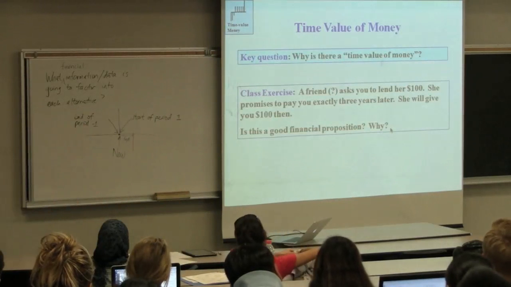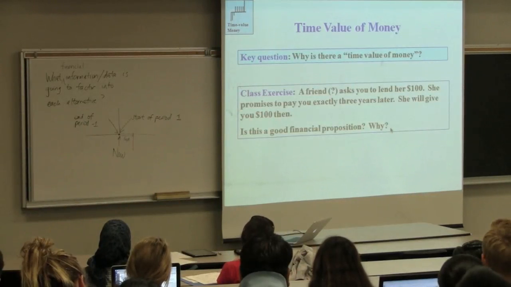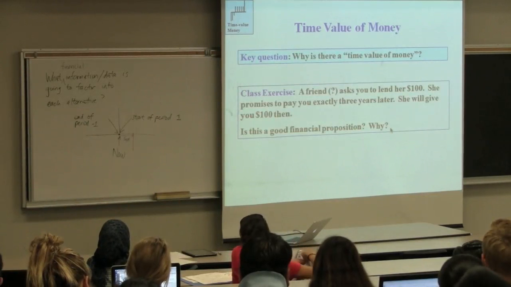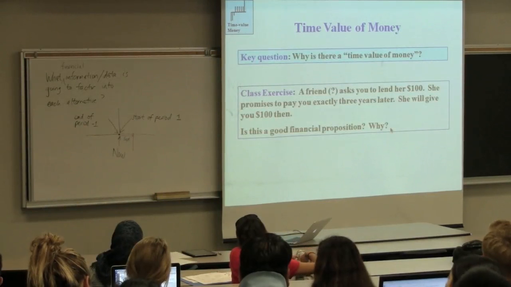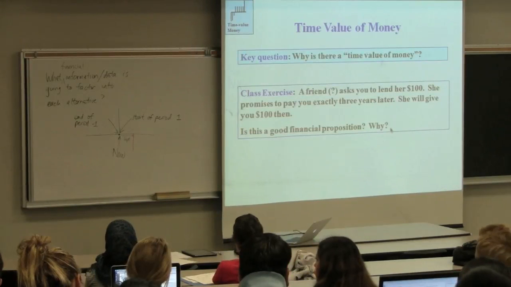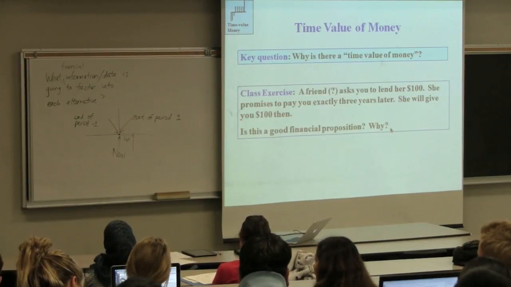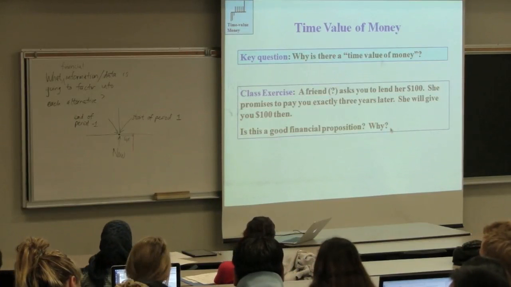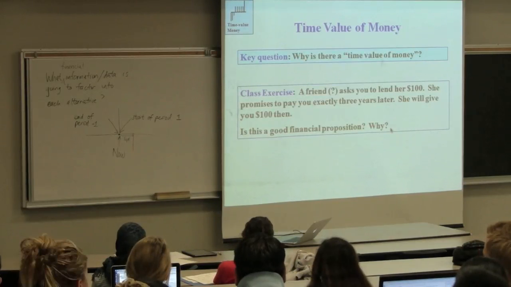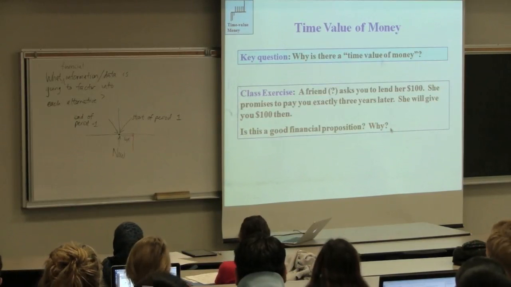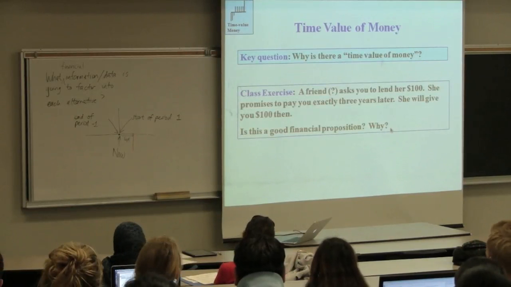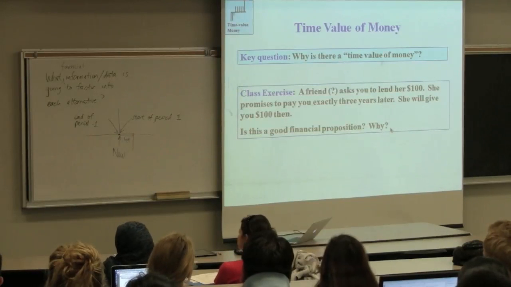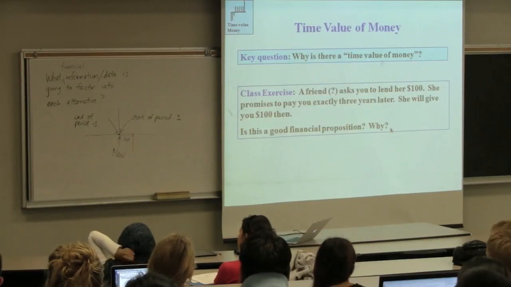Okay, so take a look at this question here. Think about it for a minute. If someone's asking you to lend $100, and they'll pay you back 3 years later. Or it could even be your parents and you're asking them to cover your fees, and that may be, let's say, $50,000 that you want from your parents now, and you're going to give them back $50,000 3 years from now. Is this a reasonable financial proposition? But let's take a look at it from your side, what your friend is asking you. From your perspective, is this a good financial proposition?